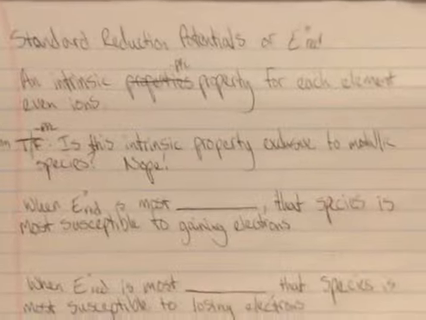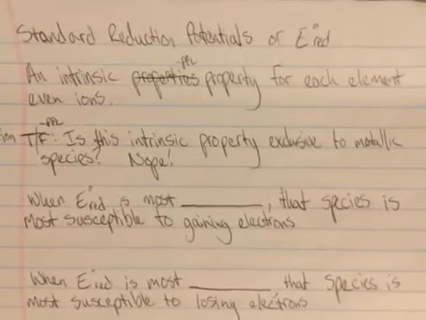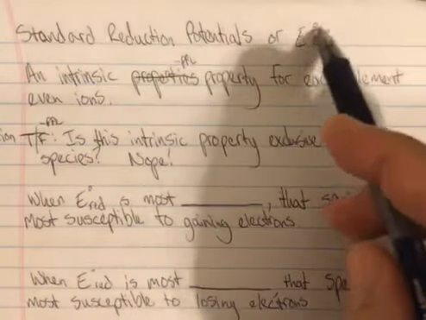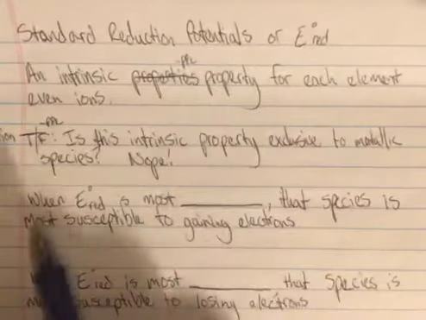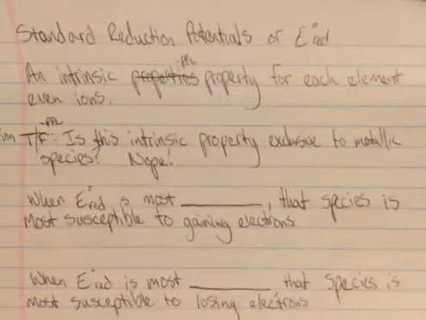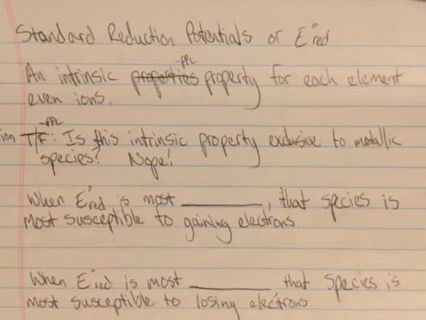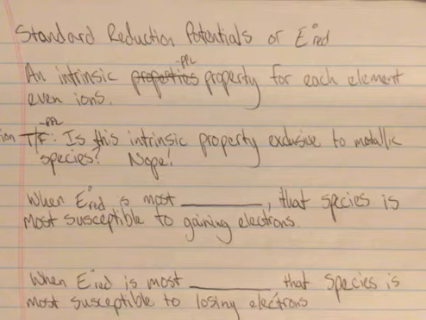Now on to the standard reduction potentials, or E naught. This degree sign means that it's standard, so under standard conditions. That means 25 degrees C, 1 atmosphere. And all that should be pretty much standardized and put into a table in the back of your text, which you'll see in Appendix 6. So this is an intrinsic property for each element, even ions as well.